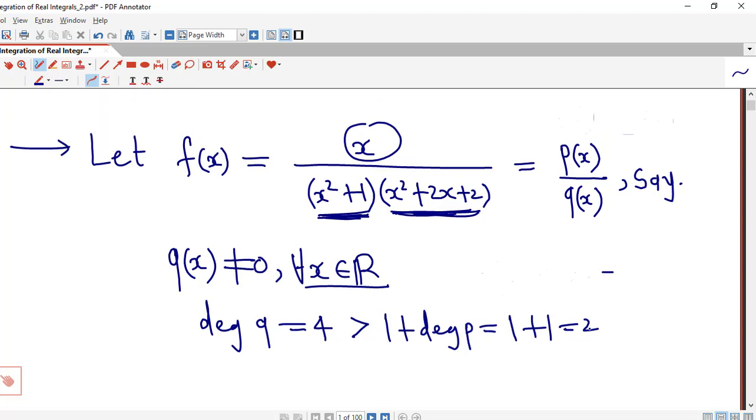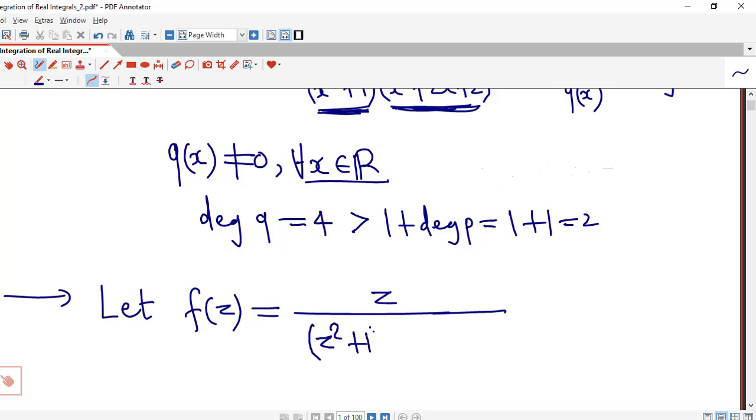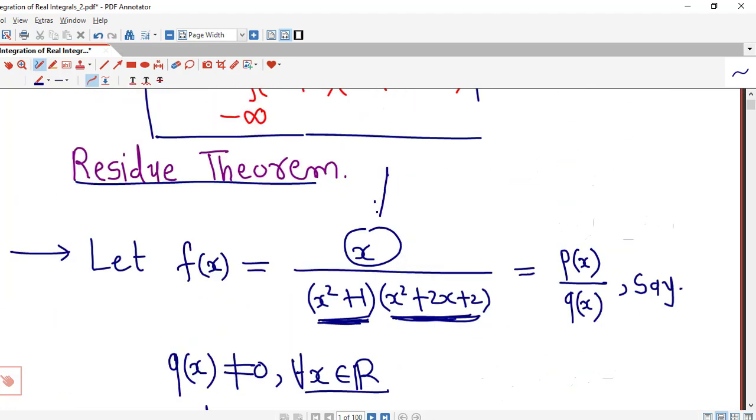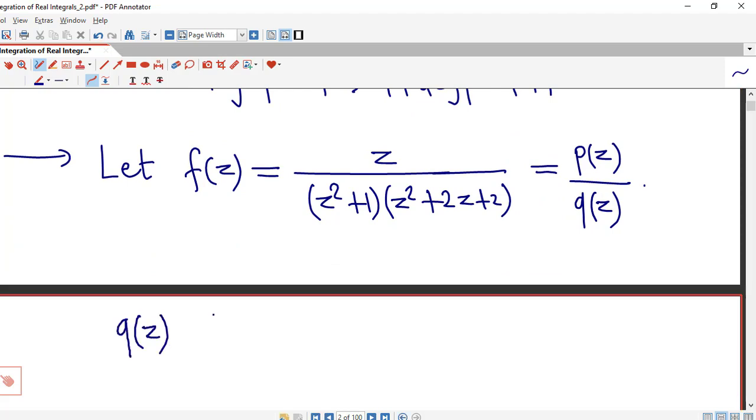Now in the next step we have to consider the corresponding complex function. For that we replace x by z in f(x). So we consider f(z) equal to z divided by (z square plus 1) times (z square plus 2z plus 2). In this function we replace x by z, and here instead of polynomials in x we have polynomials in z. So now we have to find the zeros of this polynomial. To find the poles of f(z), we have to find the zeros of this function q(z).